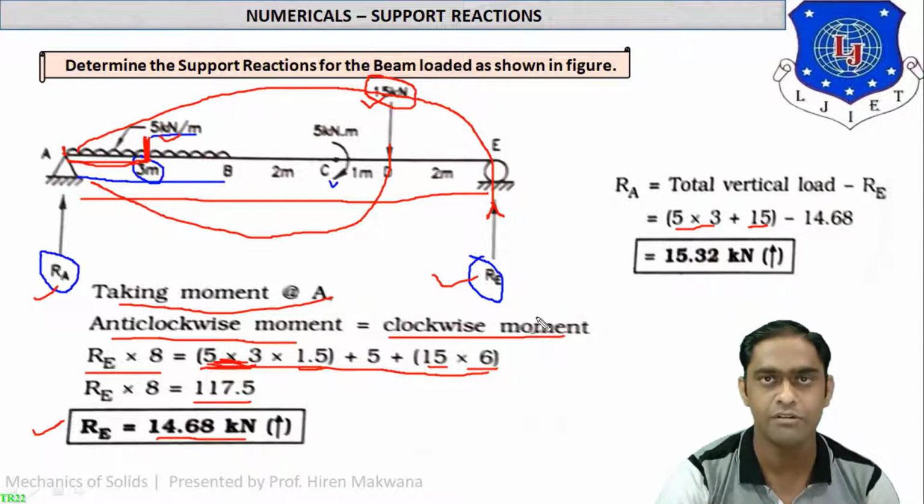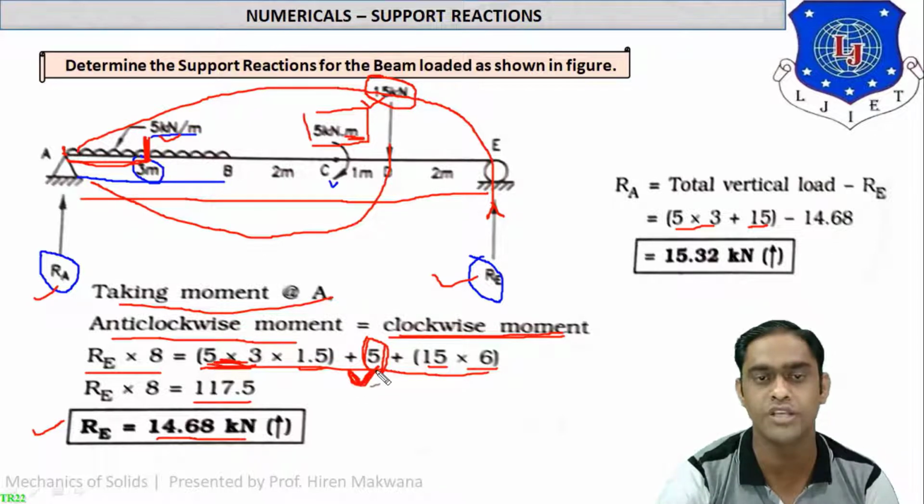One thing I have forgotten: in this calculation, this 5 is for the movement only, 5 kilonewton into meter. Remember that when you are taking this movement, clockwise movement 5, then it will be placed on the clockwise side and without distance, because in its units meter is already present. So in this 5, no distance should be multiplied. Directly you just place 5 kilonewton into meter, the movement clockwise direction as it is.